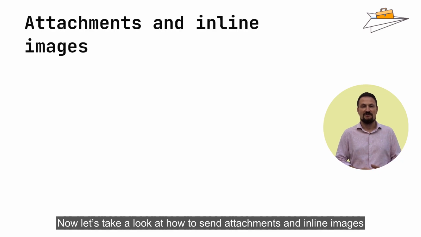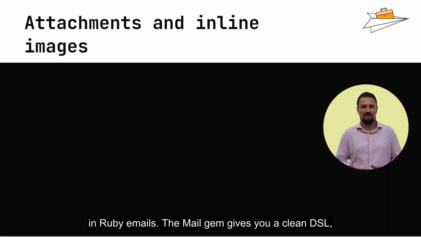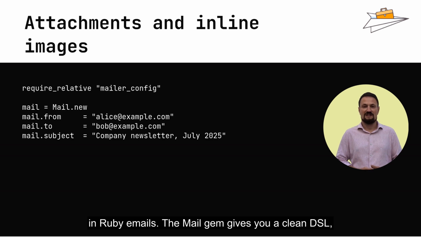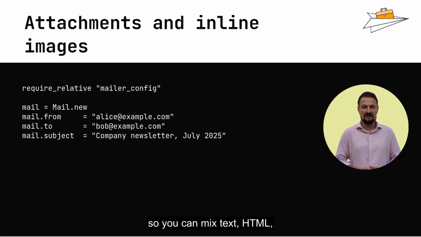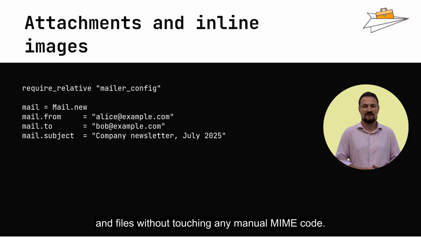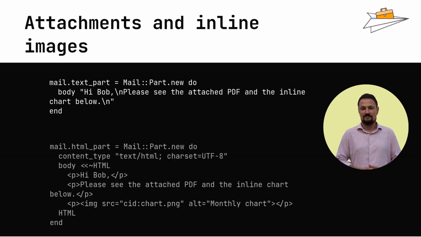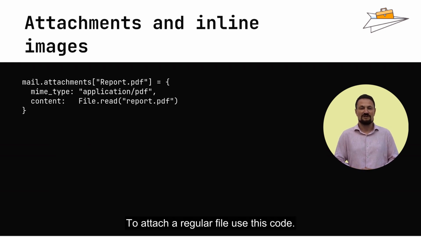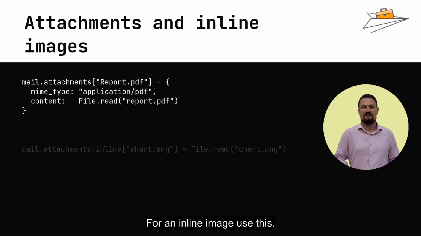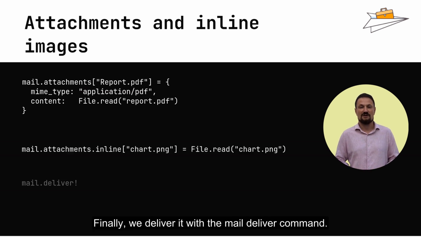Now let's take a look at how to send attachments and inline images in Ruby emails. The Mail gem gives you a clean DSL, so you can mix text, HTML, and files without touching any manual MIME code. Now let's define the plain text part of the email, then the HTML part. To attach a regular file, use this code. For an inline image, use this. Finally, we deliver it with the mail.deliver command.